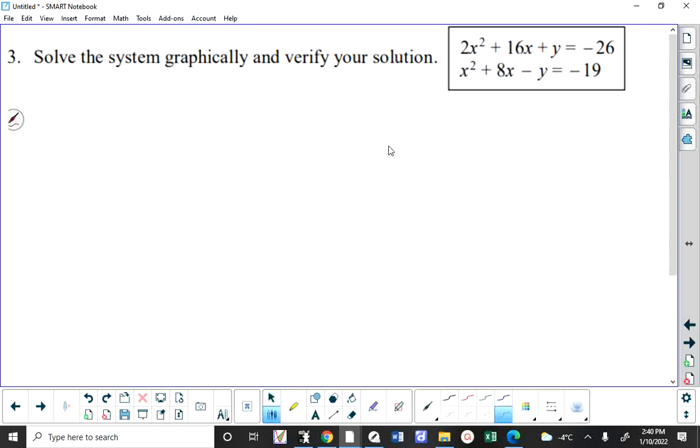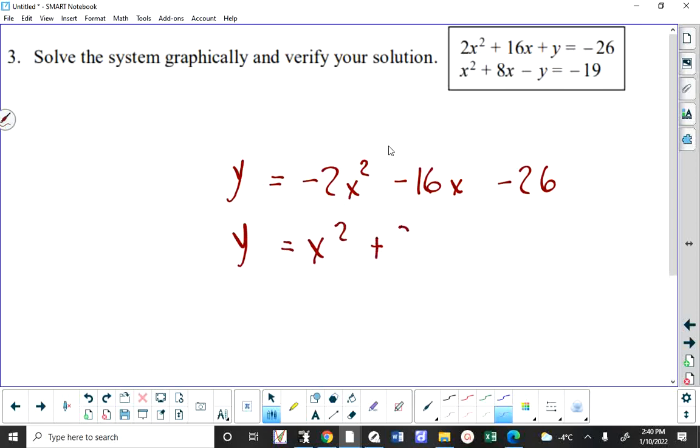The first equation will be y equals negative 2x squared. Boy, I better not screw this up after saying how easy it is. Minus 16x minus 26. The second equation rearranged for y would be y equals x squared plus 8x plus 19. Are we in agreement there? The first equation, I simply moved everything but the y to the other side. The second equation, I moved the y to the other side.